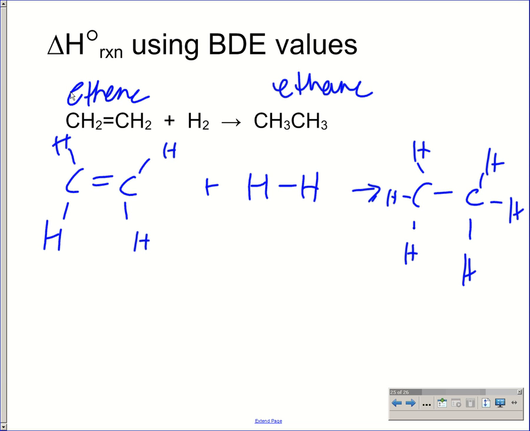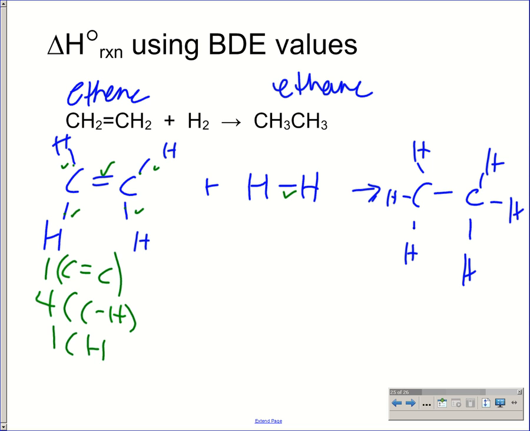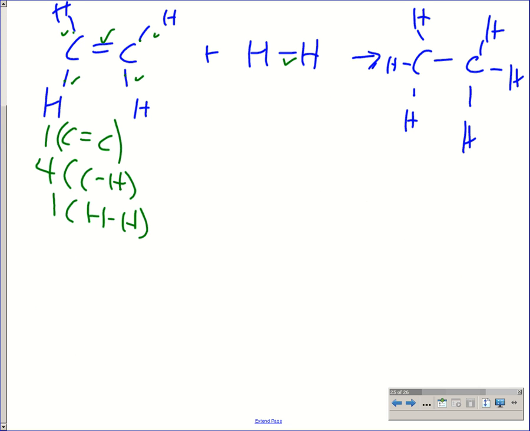So how many C double bonds are over here? 1. Okay. How many CH bonds are over here? 4. So 1, 2, 3, 4. 4 CH bonds. How many HH bonds? HH bonds right here. So pretty much I've checked off the C double bond right here. I've checked off this one, this one, this one, and this one. And then I need to account for this one. So there's 1 HH bond.